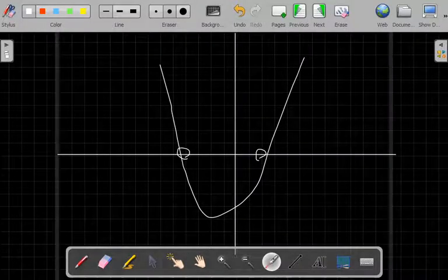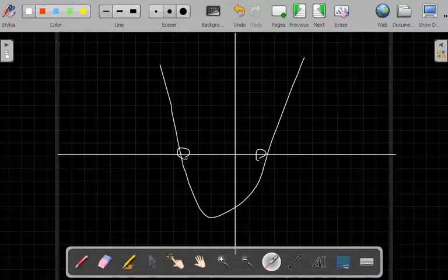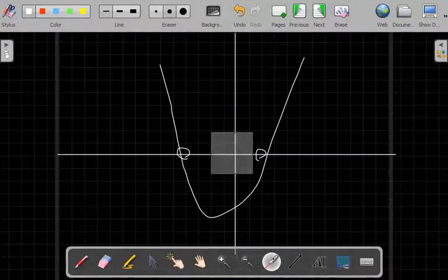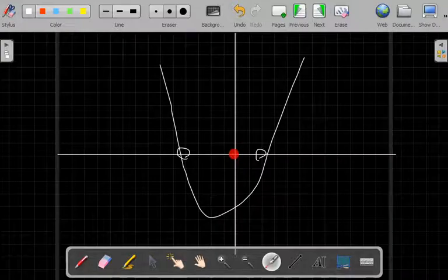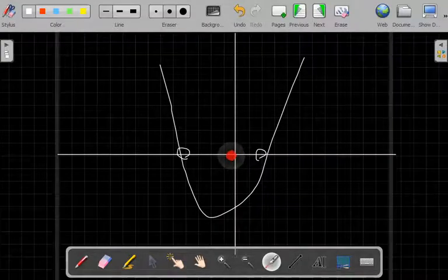So let's test different points. So let's start with just the origin. The origin is inside of here, correct? So the origin's right here. We can test this point and see if it makes our inequality true.